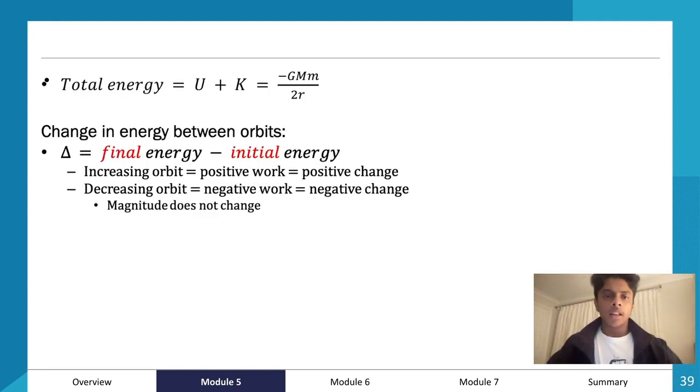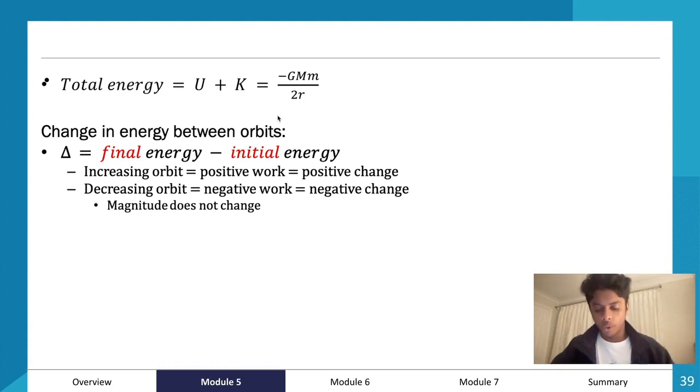So basically, the total energy is equal to U plus K. Total energy in this sense can be calculated by U plus K, which will be equal to negative GMm over 2r. The change in energy between orbits is equal to final energy minus initial energy. Increasing orbit equals positive work, which equals positive change. Decreasing orbit equals negative work, which equals negative change.